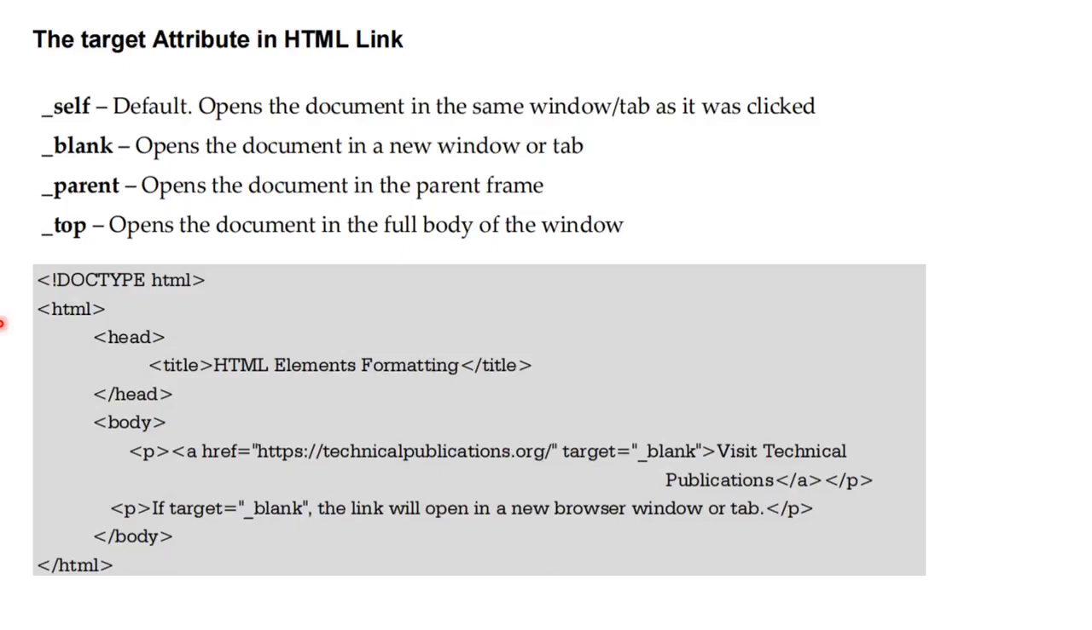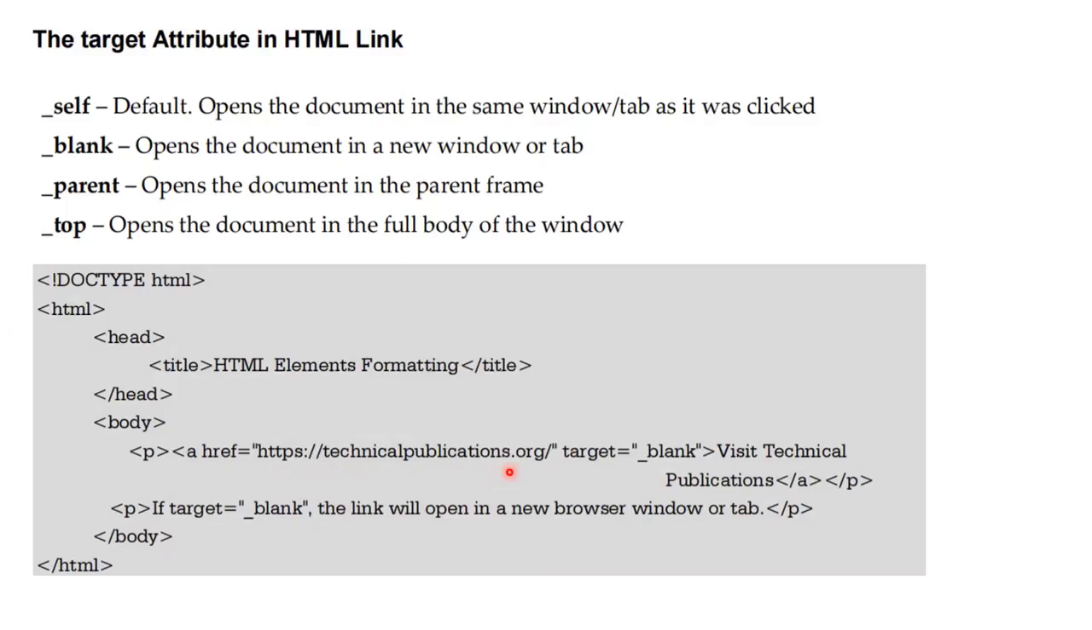Again, for links, you should include URLs. There are two types of URLs, absolute and relative URL. An absolute URL is a full web address in the href attribute, and a local link, that is a link to a page within the same site, is specified as a relative URL. So an absolute URL is like this: https double slash technicalpublication.org. So this is your absolute link.